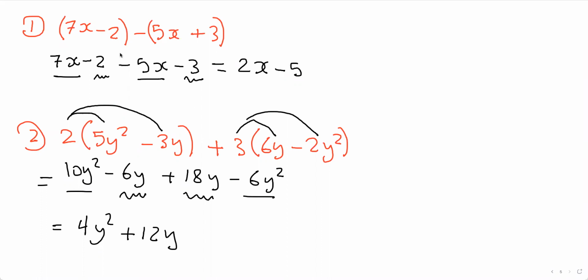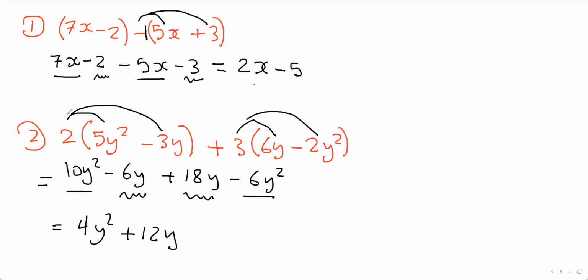So number one, Jumana, we just wrote the 7x minus 2 the same, but this negative here changes the signs in here. It's like having -1 in front, so you multiply it in, distributive property. -1 times 5x gives you -5x. -1 times +3 gives me -3. Now we collect like terms: 7x minus 5x gives me 2x, and -2 minus 3 gives me -5.